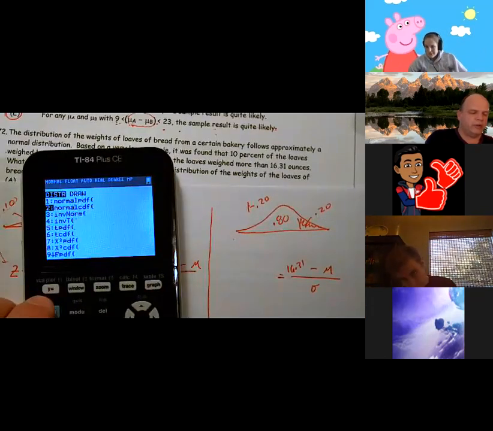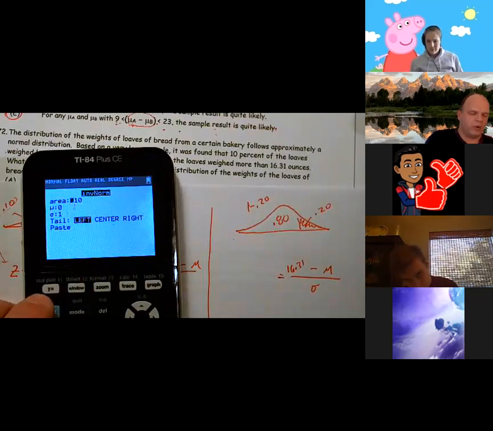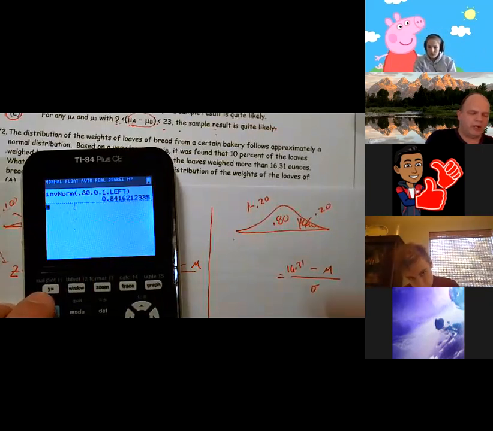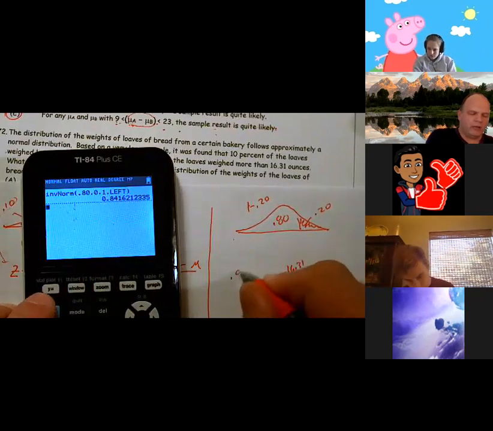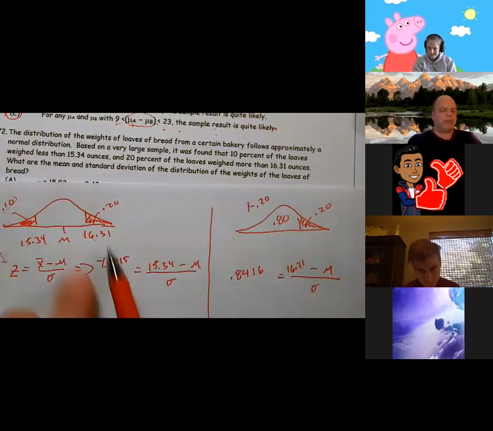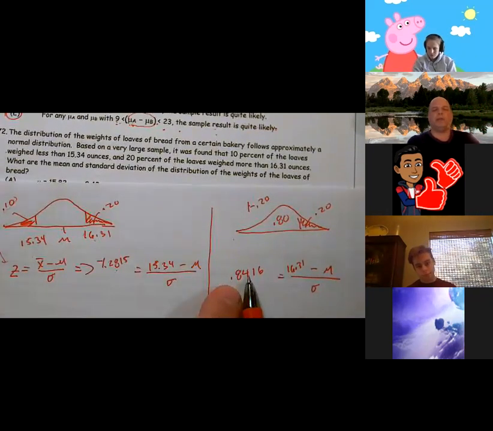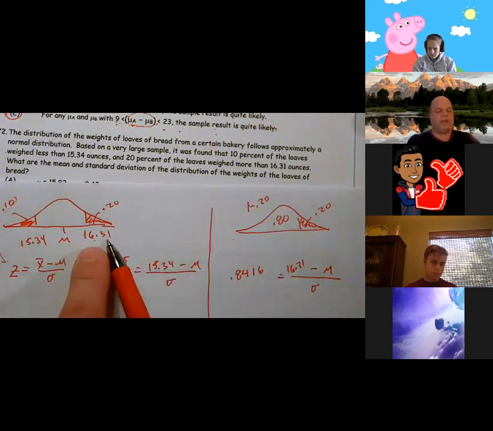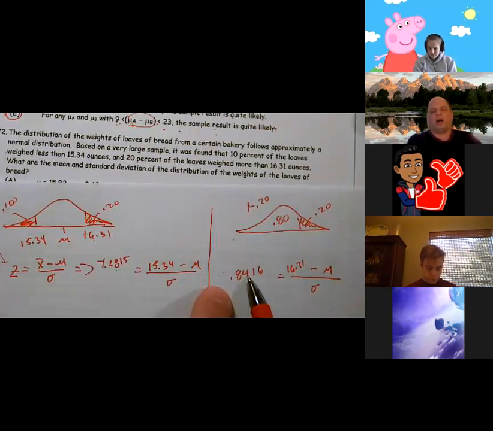So second vars, inverse norm, 0.80. And I end up getting 0.8416. Now, that makes sense because I'm above the mean, so consequently it should be positive. So if you had done this with 0.20, you would have gotten a negative. You should have said, "Nope, I need to be above the mean," and so just make it a positive.